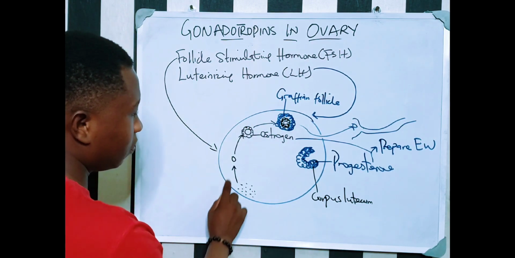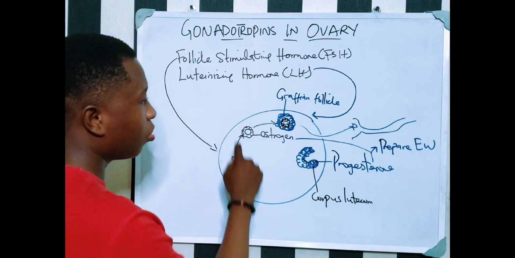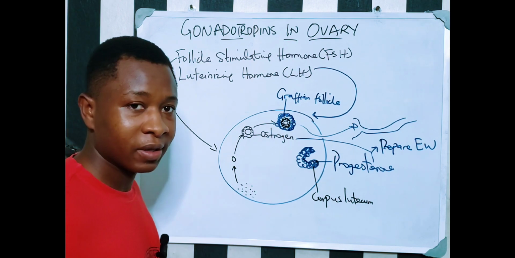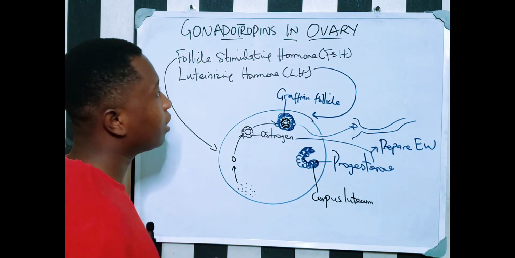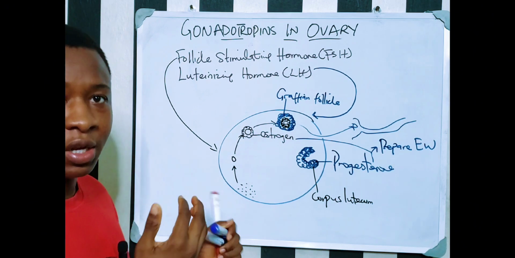Follicle stimulating hormones stimulate the production of follicles, while luteinizing hormones stimulate ovulation, the release of the egg. So this is what happens in the ovary. This is what the gonadotropin does in the ovary.